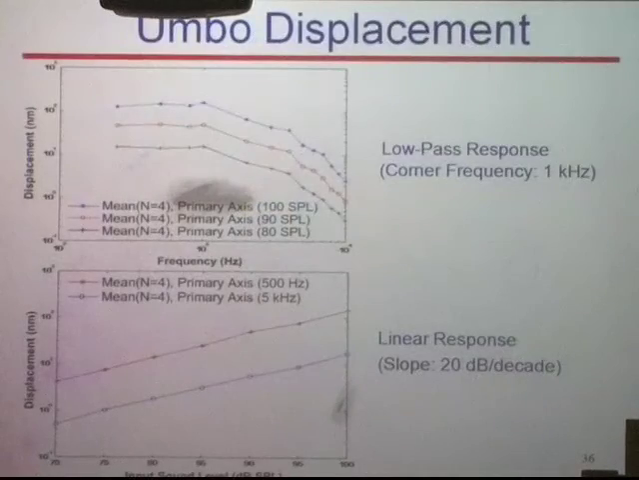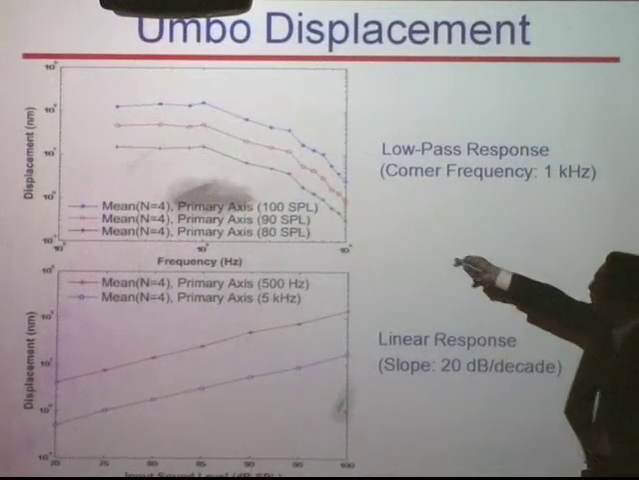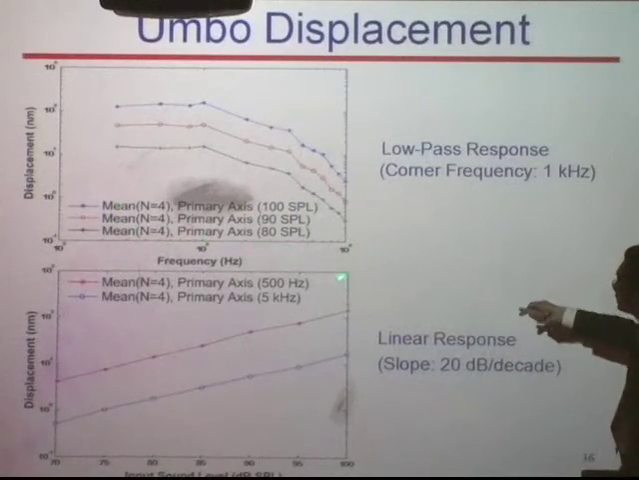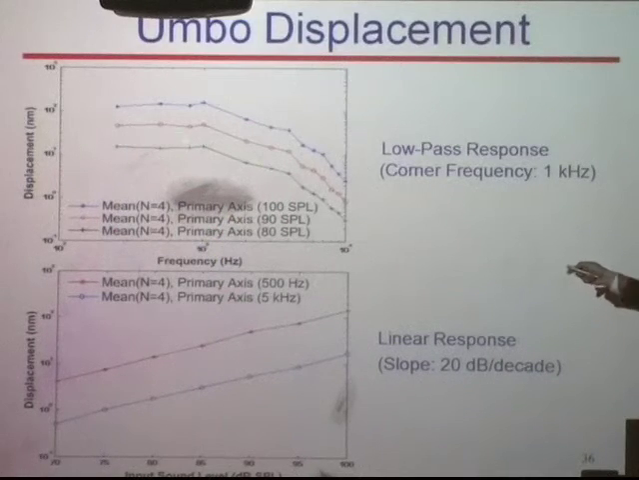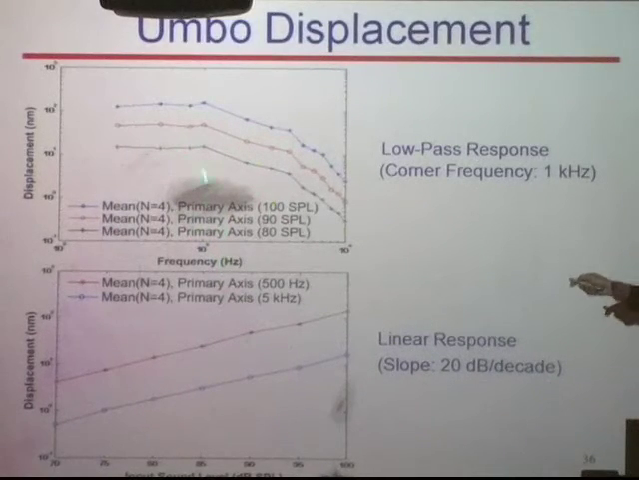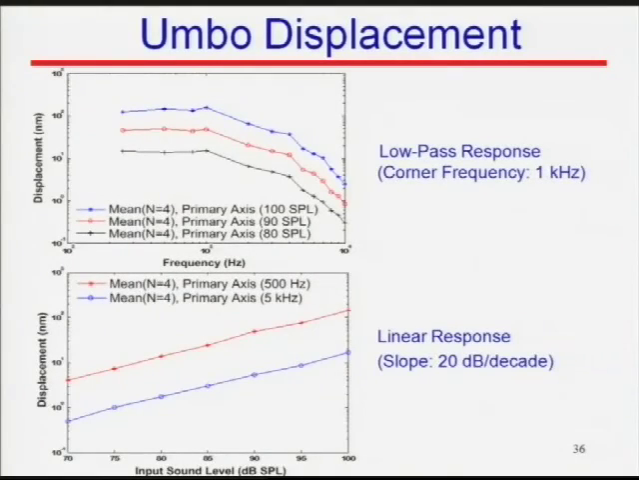So this is the setup. The important thing here is the measurement results: the displacement versus frequency, at different sound levels. You notice that it exhibits a low-pass filter response with a corner frequency of about a kilohertz. If you plot the displacement versus the input sound level, it exhibits about 20 dB per decade characteristics. Okay? So that data, we measured it.